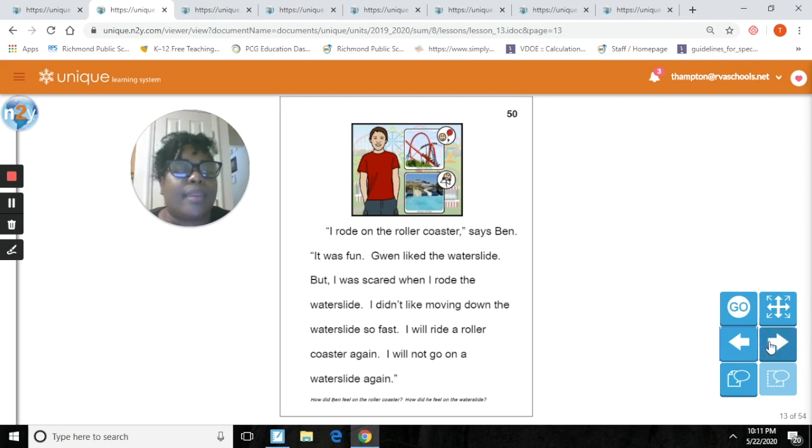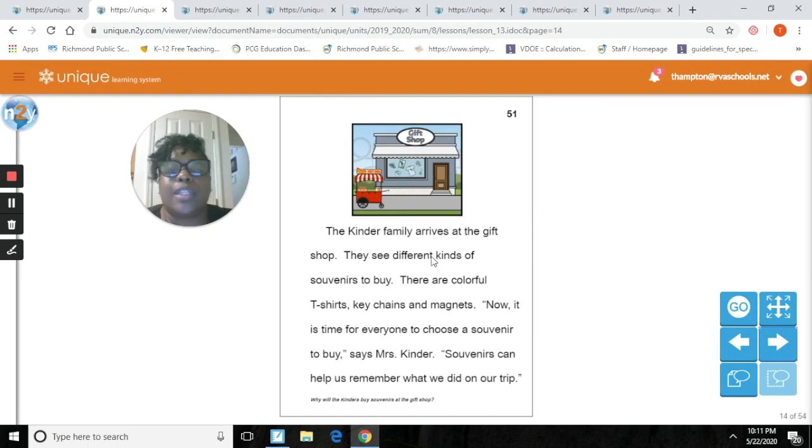Okay? All right. So now the Kinder family arrives at the gift shop. They see different kinds of souvenirs to buy. There are colorful t-shirts, keychains, and magnets. Now it is time for everyone to choose a souvenir to buy, says Mrs. Kinder. Souvenirs can help us remember what we did on our trip.